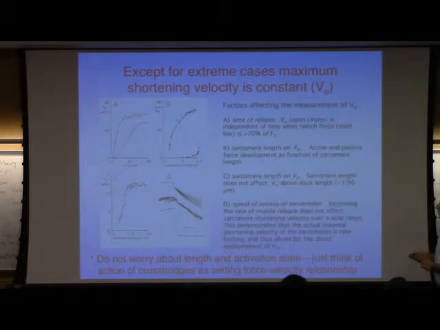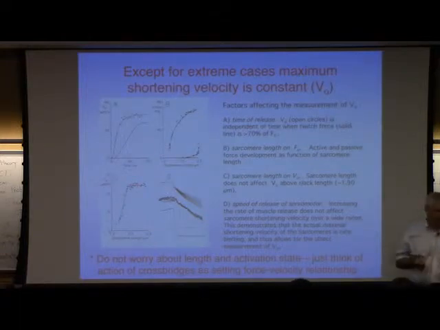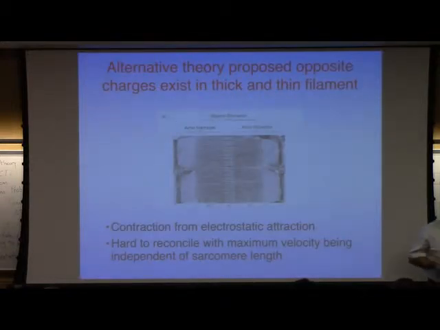So this is the same slide again, and this just points out that over very much of the sarcomere range, you get essentially maximum unloaded shortening velocity. You go to very short sarcomere range, it changes, but over most of the range that we operate at, it's fairly fixed.